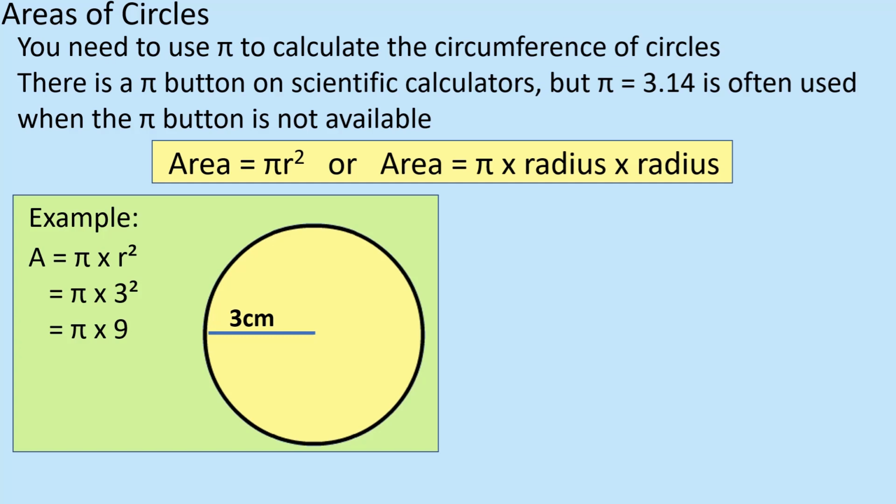If obviously it's a calculator paper and you need to leave it in terms of a decimal, then of course you need to press your S-D button and it'll give you 28.3. And of course it is area, so don't forget centimetre squared.